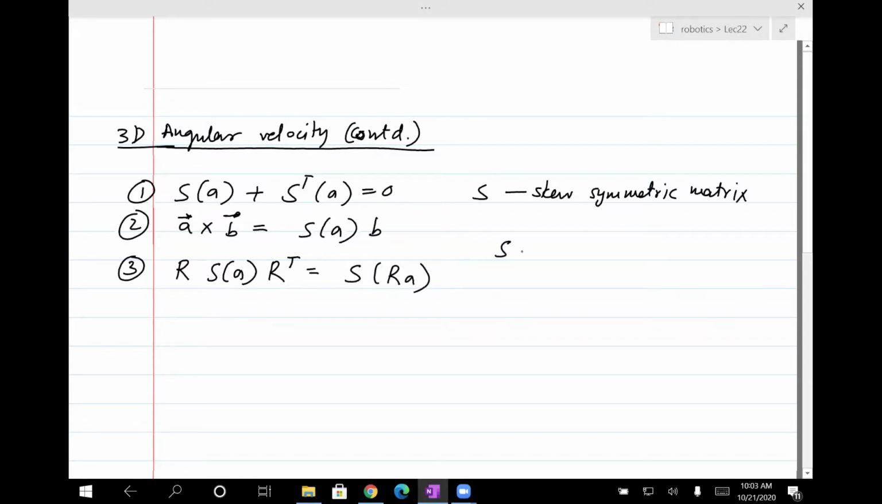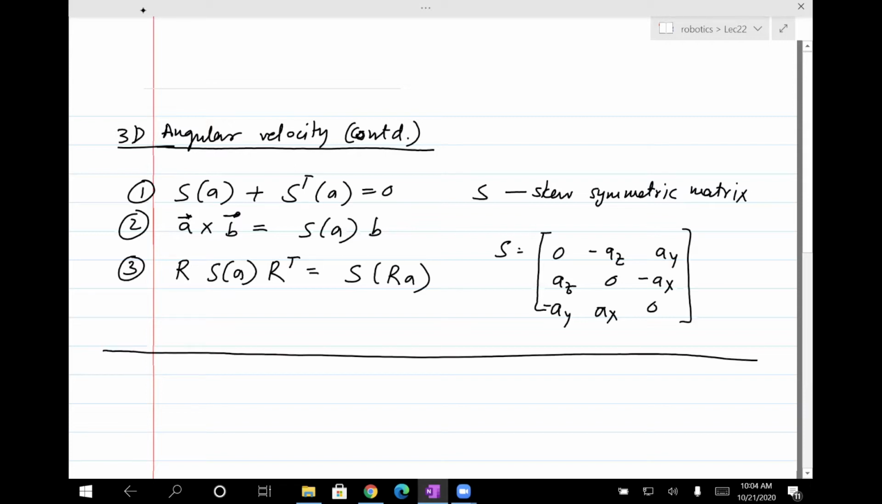Okay, and S is basically written as 0, minus AZ, AY; AZ, 0, minus AX; minus AY, AX, and 0, where AX, AY, and AZ are the three components of the vector A. Okay, so we'll actually use this in the derivation today.